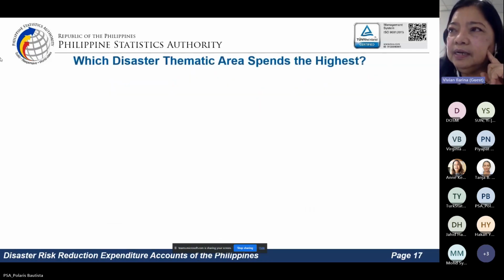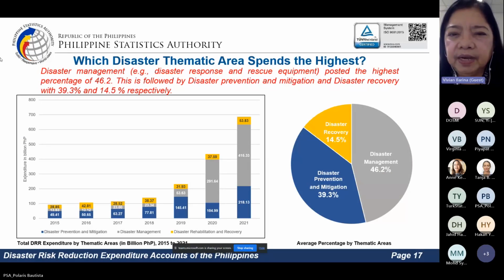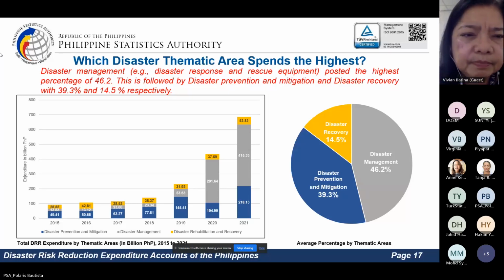Now, another indicator that you can look at from the DRRE accounts is which areas spend the highest in terms of the thematic. Earlier, I mentioned that we are also generating information on disaster prevention, disaster mitigation, disaster management, and so on. So this DRRE will provide you information on how much you are spending to prevent disasters, how much you are spending during the recovery, and how much you are spending for planning the disaster. So, for 2021, for example, disaster management posted the highest percentage of the total spending.